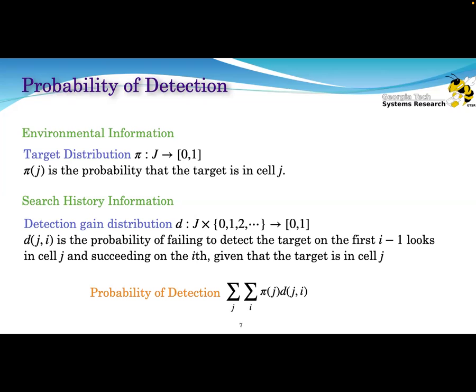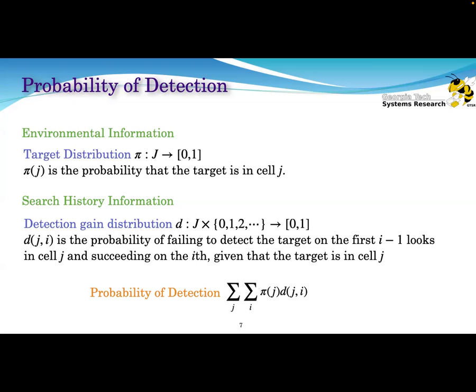So pretty much this is saying that D_ij is the probability of not being able to detect the target on the first i-1 looks in cell j, but successfully detecting the target on the ith one, if the target is in cell j. Okay, why is this so?